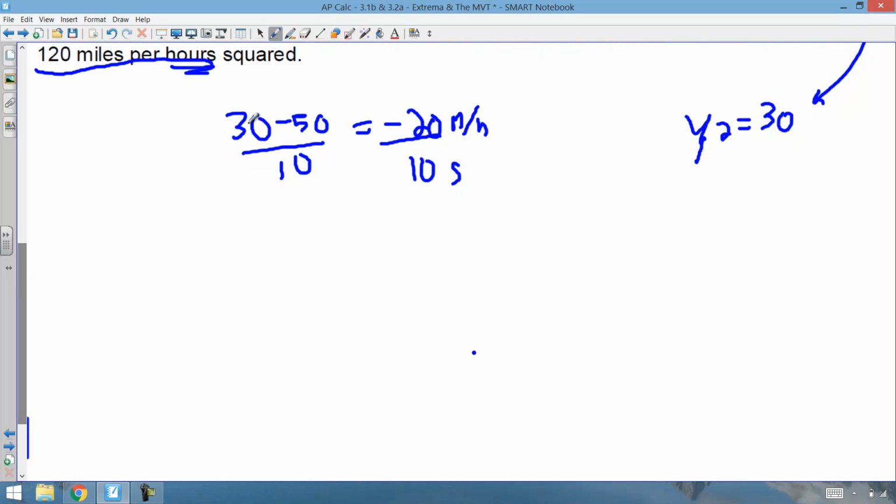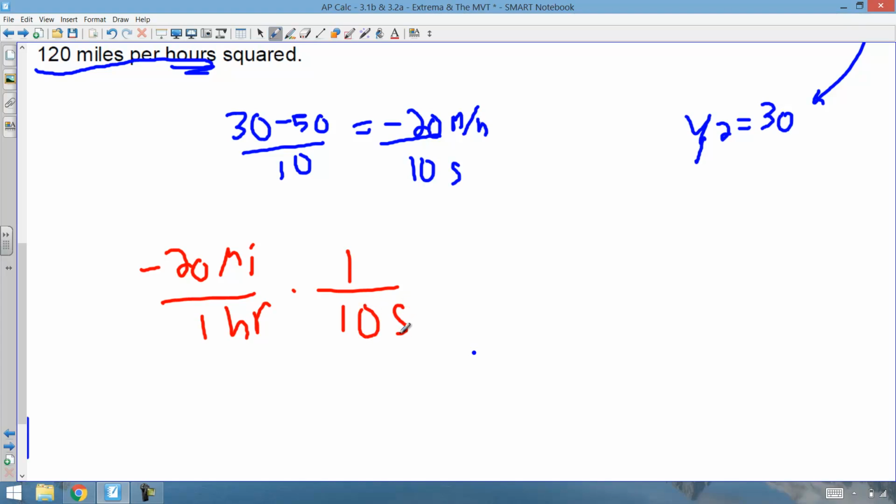So let's think about it. If I have this right here, negative 20 miles per 1 hour, and now I want to divide by 10 seconds. That's 1 over 10 seconds. Do you see what I'm saying?